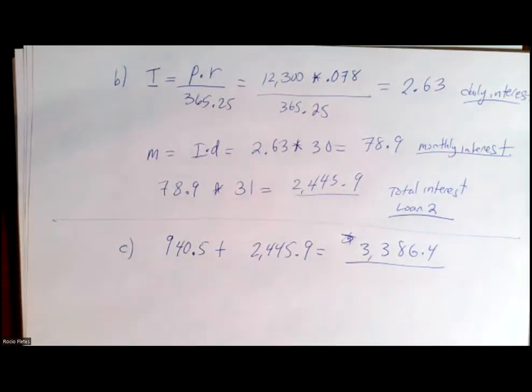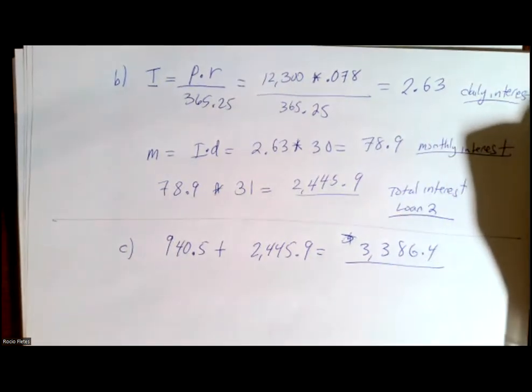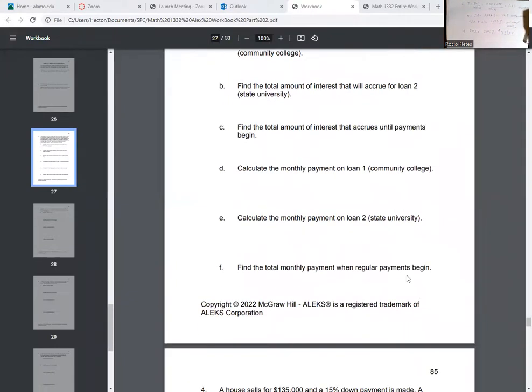And the next question here, D, it says calculate monthly payment for loan 1, calculate monthly payment for loan 2, that's E, and then find the total monthly payment when the regular payments begin, which is just going to be adding both payments. So I'm going to do each payment. So that's going to be part D and E, and then F is just adding the 2, okay? So that's what we're going to do.